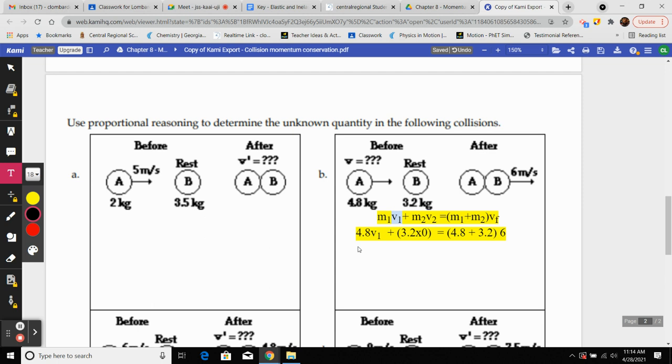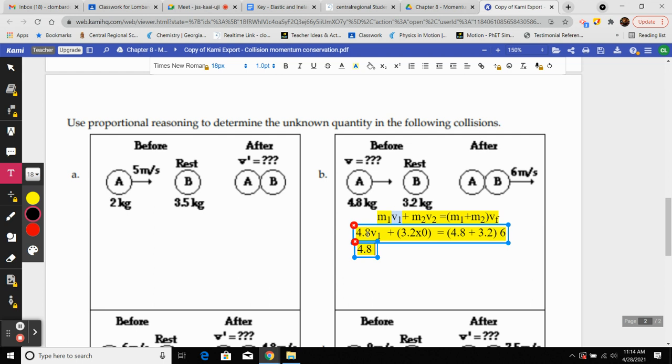Multiply, add, subtract or divide to get your final piece. Can we simplify this 4.8 times V1? No. So that is going to stay. 4.8 times V sub 1 plus anything times 0 is what? 0. So leave that just chilling. And this is going to equal 4.8 plus 3.2, that's 8, and we still have the velocity of 6.